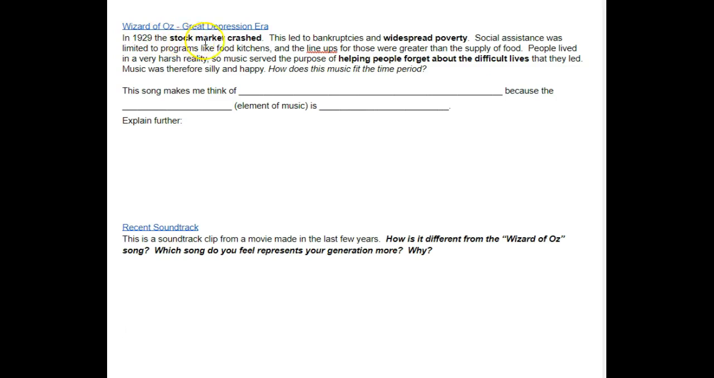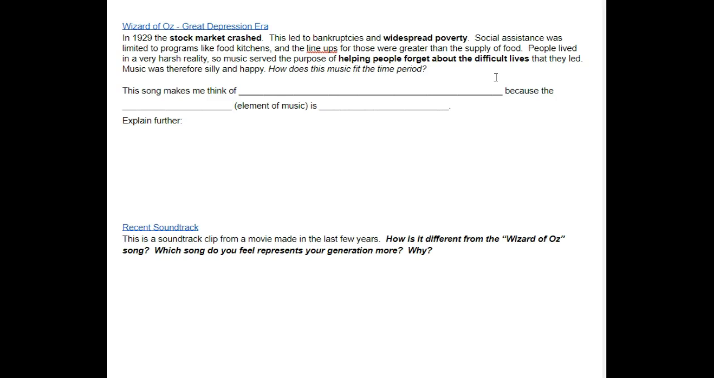The Wizard of Oz came out in the Great Depression era. So in 1929, the stock market crashed. That just means that there were bankruptcies, widespread poverty. Social assistance was limited to programs like food kitchens, and the lineups for food were greater than the supply of food. So people lived in a horrible reality, and music was actually used on purpose to help people forget about their difficult lives.